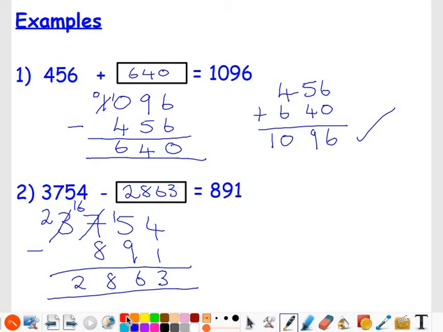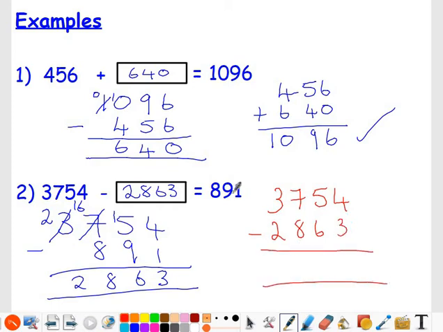And again, we can do a check of this on the side to see that it actually works. So 3,754, take away 2,863, should give us an answer of 891. 4 take away 3 is 1, 5 take away 6 we can't do, so we need to borrow from the 7 which becomes 6, and our 5 becomes 15. 15 take away 6 is 9. 6 take away 8, again we can't do that, so we need to borrow from the 3 which becomes 2, and our 6 becomes 16. 16 take away 8 is 8, 2 take away 2 is 0. So we get an answer of 891.